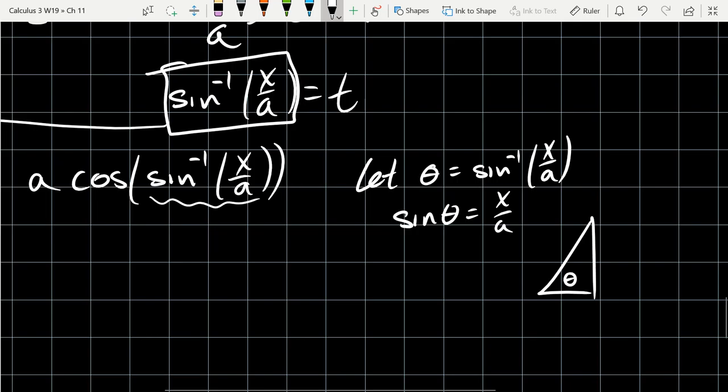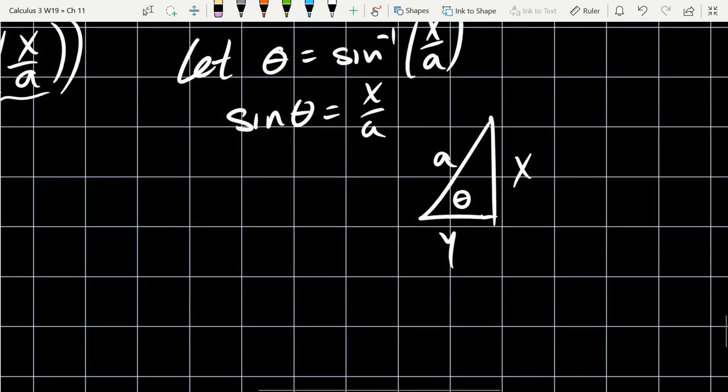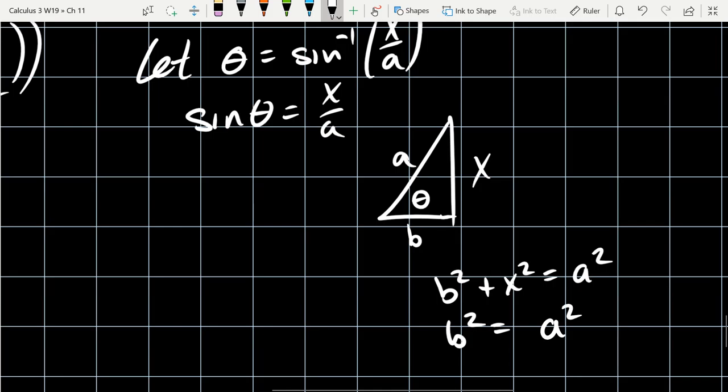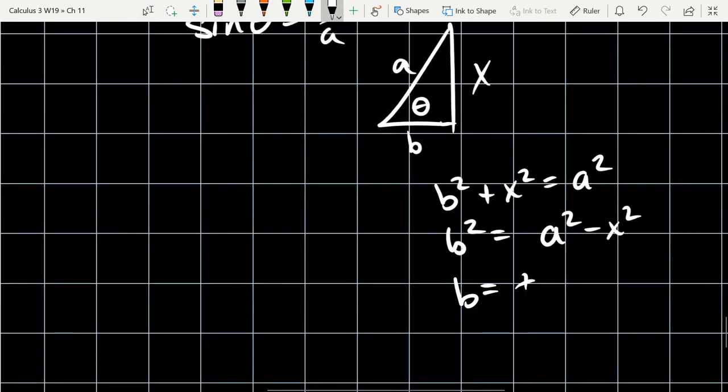Theta is right there. x is opposite, a is hypotenuse. So our third side, we'll call it y for the moment. I shouldn't call it y, I need another letter. I'll go with b. So I have to find out what b is. b squared plus x squared equals a squared. Solve for b: b is plus or minus the square root of a squared minus x squared.